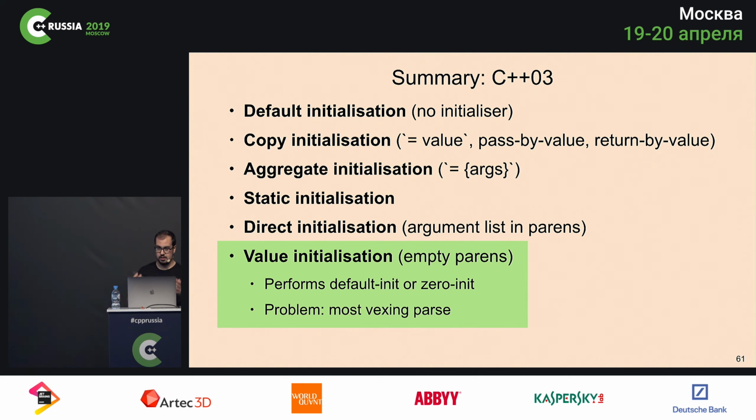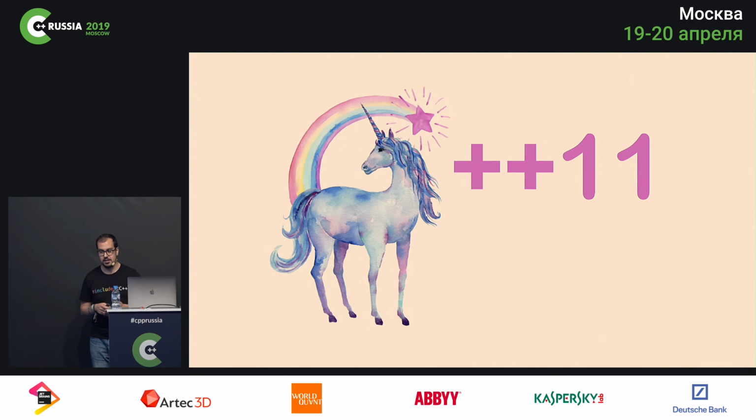That's kind of classic C++. So we have all these different types of initialization now. OK. Now let's move on. After C++03, of course, we have C++11. And C++11 was really a game changer. C++11 changed the whole picture. It introduced this thing which I like to call unicorn initialization. Well, other people call it uniform initialization. And that's this wonderful, magical thing.